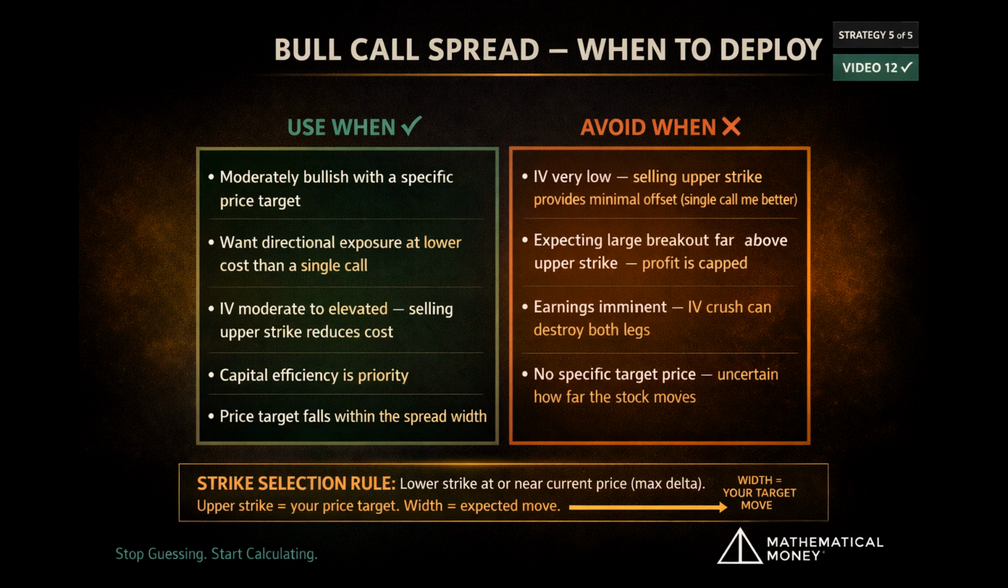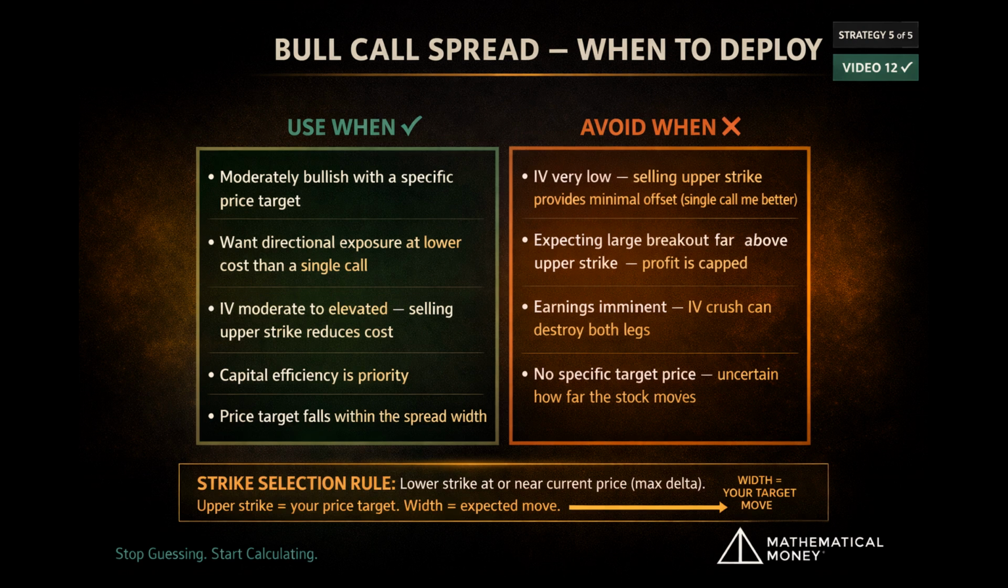You want directional exposure without committing to a full long call premium. IV is moderate to elevated, and selling the upper strike reduces your entry cost meaningfully. Capital efficiency is a priority. Choose the spread width to match your target. If you expect a $10 move, use a $10 wide spread. Set the lower strike at or near the current price for maximum delta exposure. Set the upper strike at your price target.